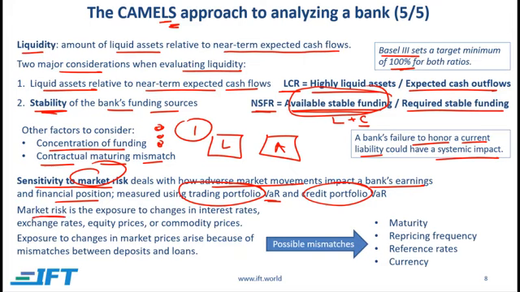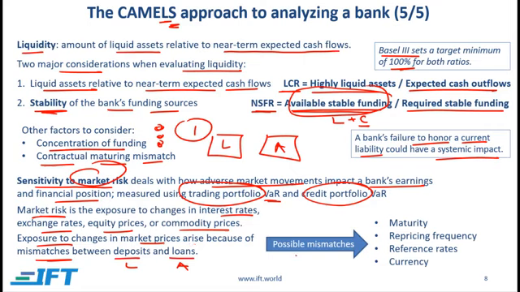Now, market risk is the exposure to changes in market prices, such as interest rates, exchange rates, equity prices, and commodity prices. The exposure to changes in market prices arises because of a mismatch between deposits and loans. So deposits are liabilities, loans are assets. A mismatch between liabilities and assets is what creates an exposure for a bank.